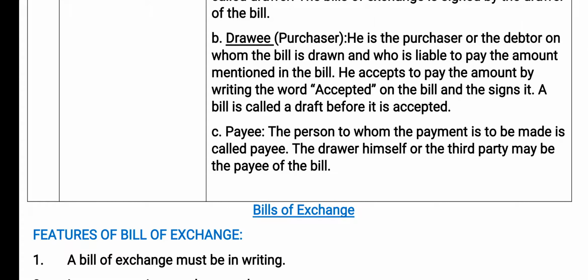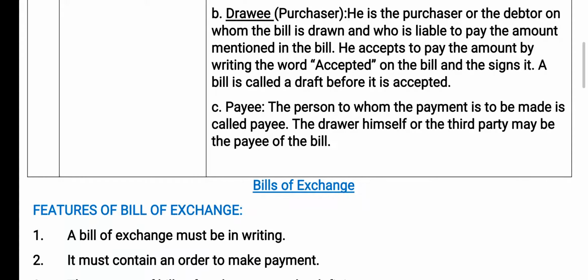Now the third party, that is payee. In this case, the payee plays the role of drawer. What we can say is, the person to whom the payment is to be made is called payee. Payee is the person who is going to receive the money. He himself can be the drawer or any third party. So payee is the person to whom you are going to pay the money.